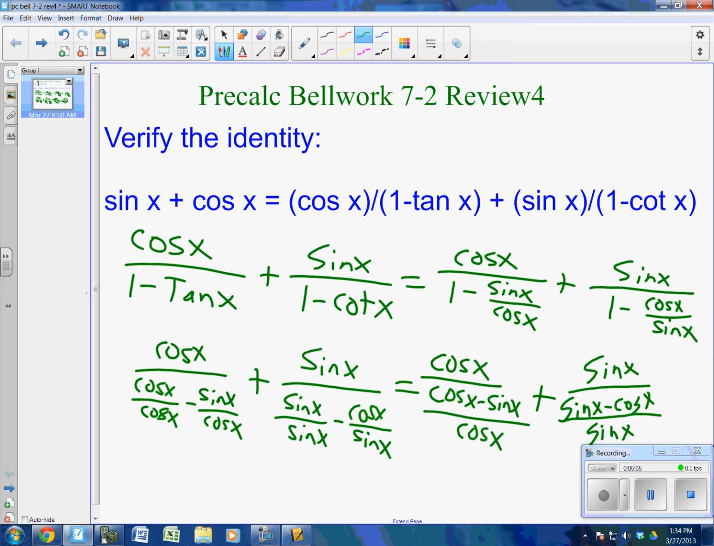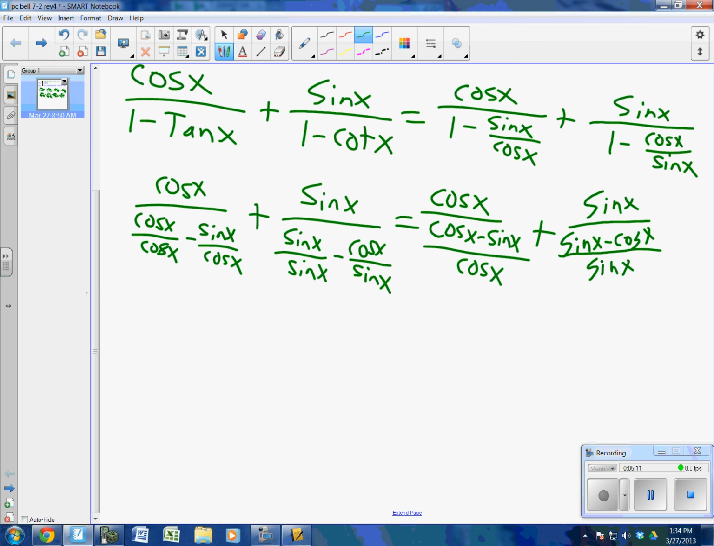Say that again, Emma. Can't we just cancel something out? Is that what you said? We can't cancel anything out yet. You can't cancel this cosine with this cosine because this cosine is being subtracted.